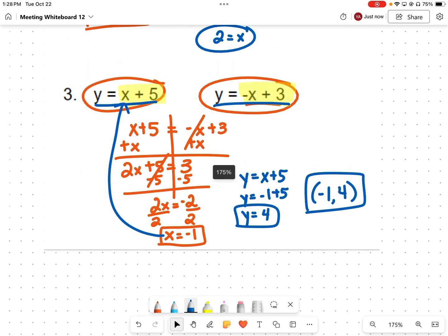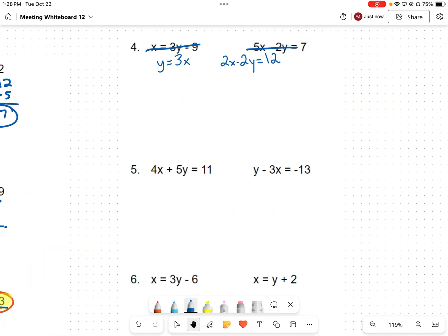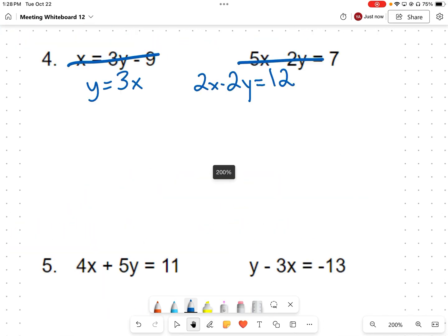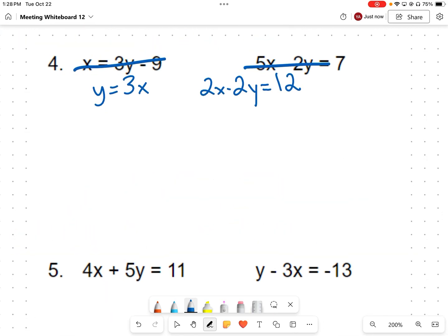Okay, let's go to number 4, and I actually changed those problems up. We're going to do these instead. So mark out what we got. Put what I have.